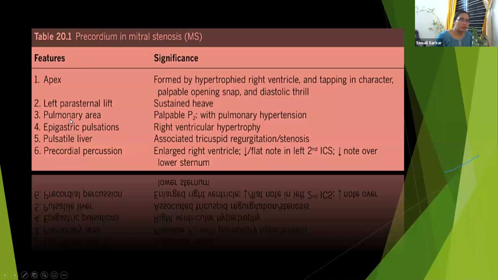In pulmonary hypertension, you will again have some findings in the pulmonary area. You may get a palpable P2. You may get an epigastric pulsation due to right ventricular hypertrophy. In the epigastrium, you may also get a pulsatile liver due to associated tricuspid regurgitation or stenosis. Precordial percussion is not performed in cardiology.